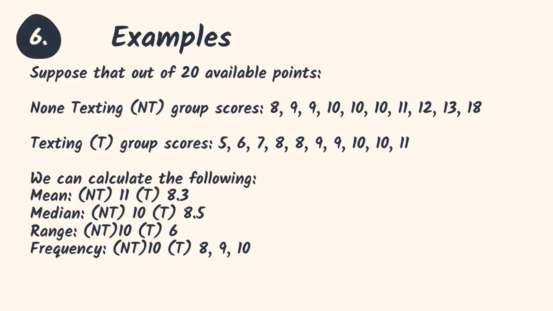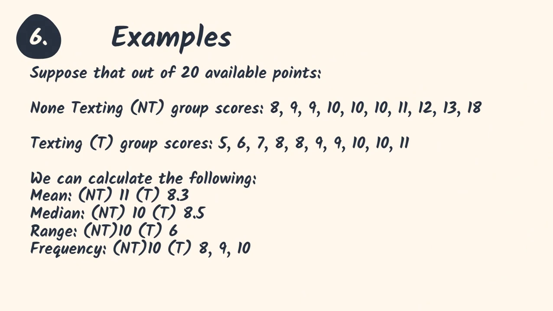Suppose that out of 20 available points, the non-texting group scored what you see and the texting group scored what you see. We can determine the following. The average score in the non-texting group, 11. In the texting group, 8.3. This means that on average, the non-texting group scored 2.7 points higher than the texting group.